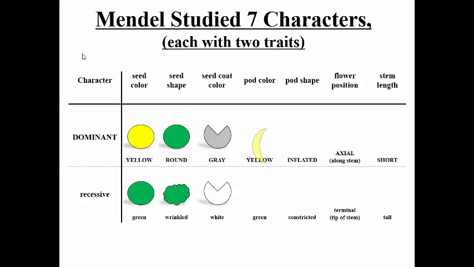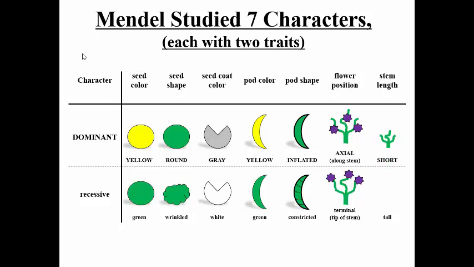One thing to note is for the seven characters that Mendel studied, one of the traits was dominant to the other trait. And in this case, all the top traits were dominant to all the bottom traits. In other words, if an organism had two copies of a given gene, one encoded for the dominant trait, one encoded for the recessive trait, the one that encoded for the dominant trait would be the one that is actually seen in the organism.